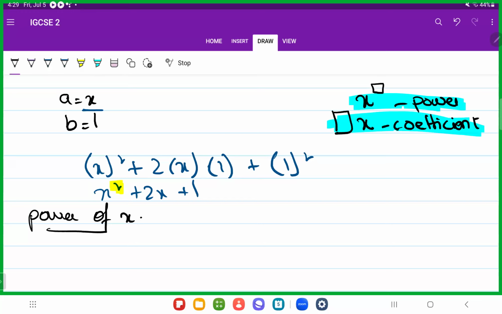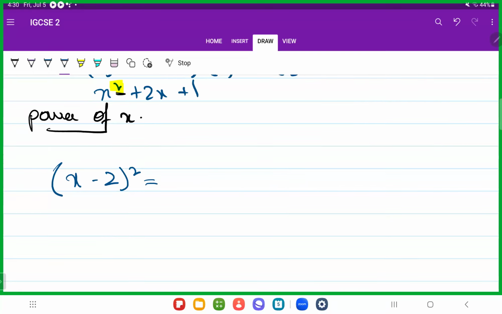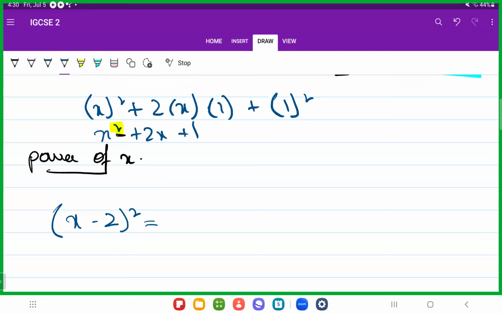So for example, I have x minus 2 whole square. Rahim, can you tell me which identity would apply, first, second, or third? So we have 3 identities here. This is the first one, this is the second one, and this is the third one. Which one do you think will apply to x minus 2 whole square? The second one? Why?